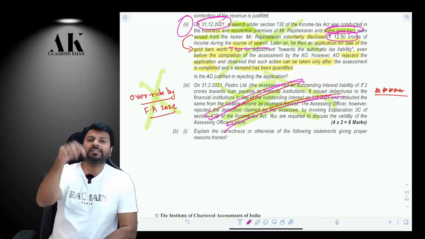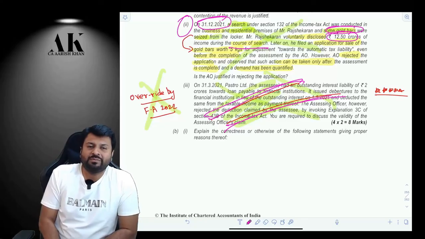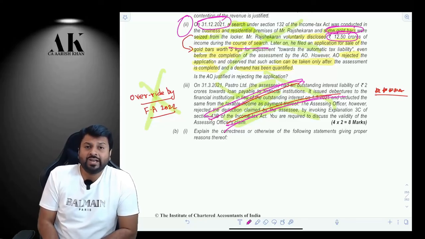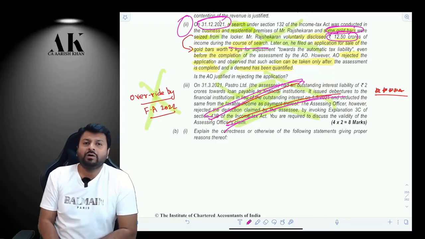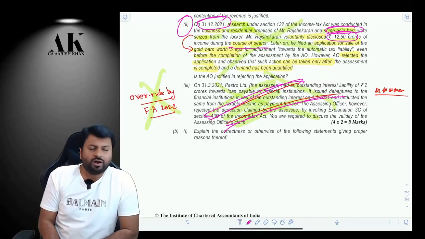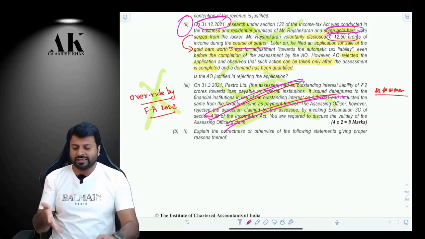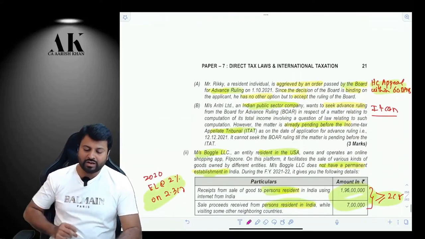And that is the amendment made by Finance Act 2022, if you remember. Conversion of outstanding interest into a new debenture or any other security shall also not be amounting to deemed payment. It cannot be called a deemed payment. So this is what this case law was all about. Now this case law is overridden, so it doesn't make any sense now to talk about this case law.